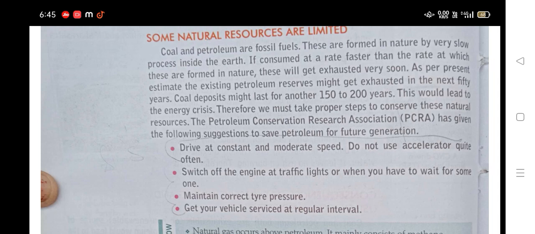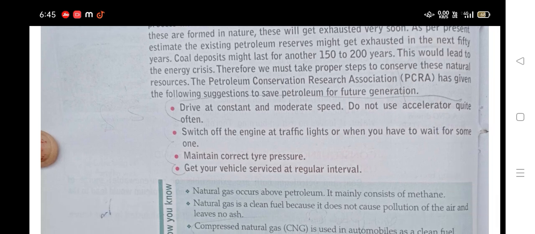Therefore, we must take proper steps to conserve these natural resources. The Petroleum Conservation Research Association, that is PCRA, has given the following suggestions to save petroleum for future generations.